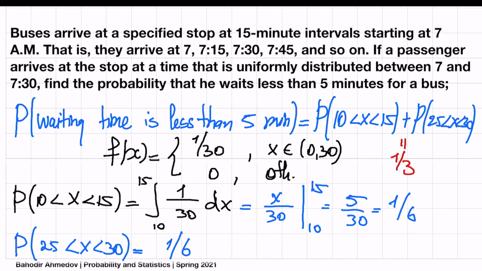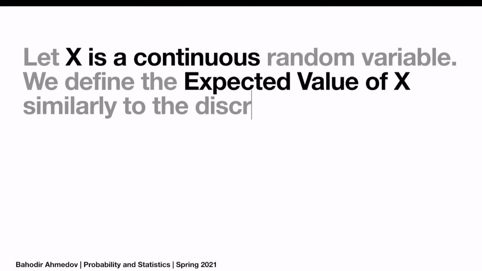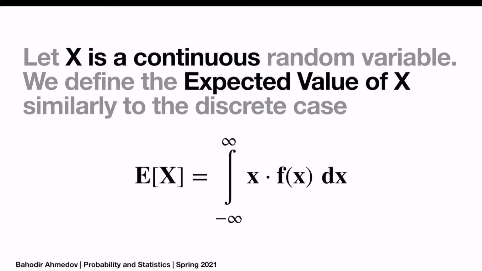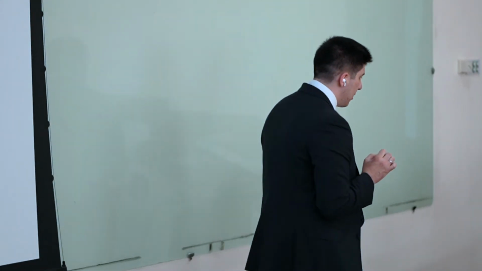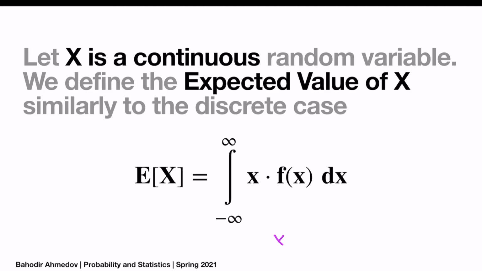Okay? So let's discuss how we can calculate the expected value and the variance for the random variables in the continuous case. We are going to define the expected value for the continuous case in a very similar way as we did for the discrete case. If you remember, in the discrete case, in order to evaluate the expected value, we multiply the x by the probability. Do you remember this? So the x multiplied by the probability mass function. Then we did the summation, right?